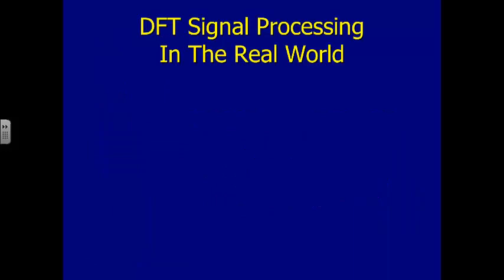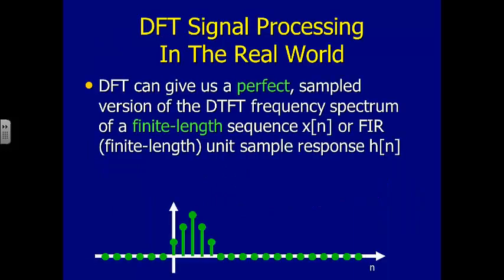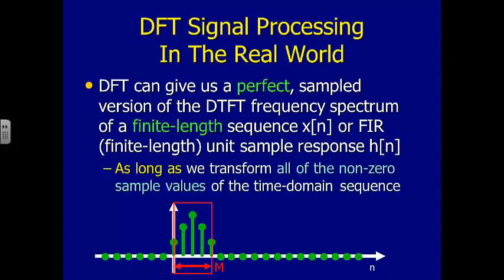And here's what goes on in the real world. So I tried to beat home the point on Monday that when we're using DFTs and FFTs on finite length sequences, everything can go perfectly well. As long as we choose enough samples that we get all the non-zero ones, transform them, we get the right spectrum, everything's cool, it's great.